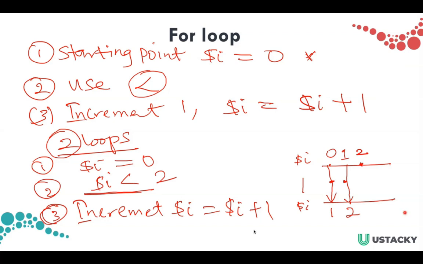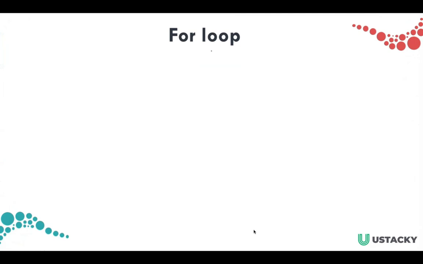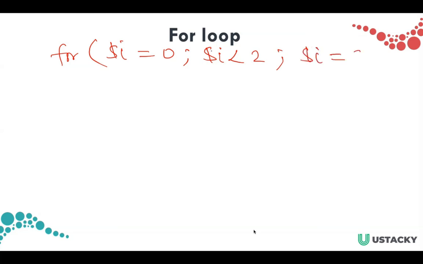So let us write the for loop now. So it should be for $i equals 0, $i is less than 2, and we have $i equals to $i plus 1. And this will be the block of code. So this is for two loops.